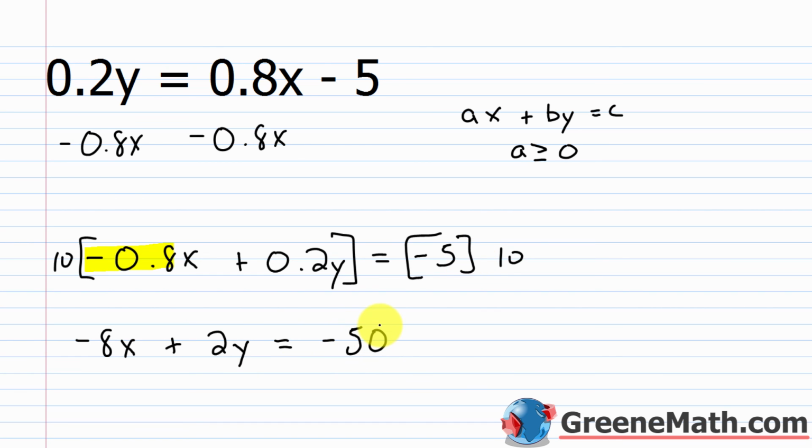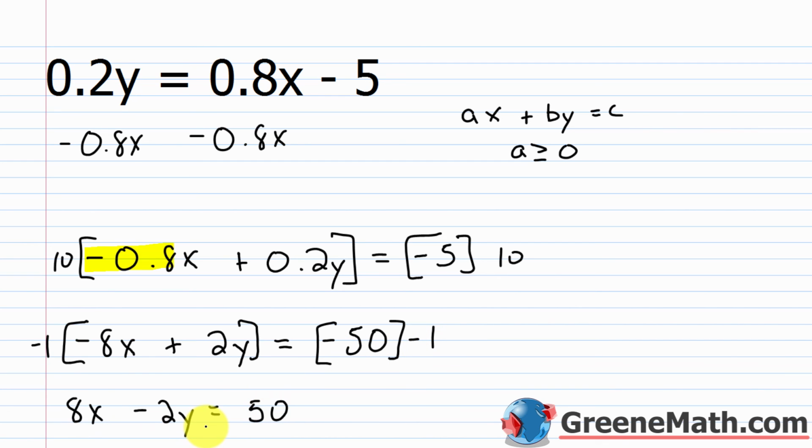So I've solved the part where I want integers, but a is not greater than or equal to 0. Right now I have a negative there. So how can I fix that? Well, I can multiply both sides of the equation by negative 1. Negative 1 times negative 8x is 8x. Negative 1 times 2y is minus 2y. And negative 1 times negative 50 is positive 50.